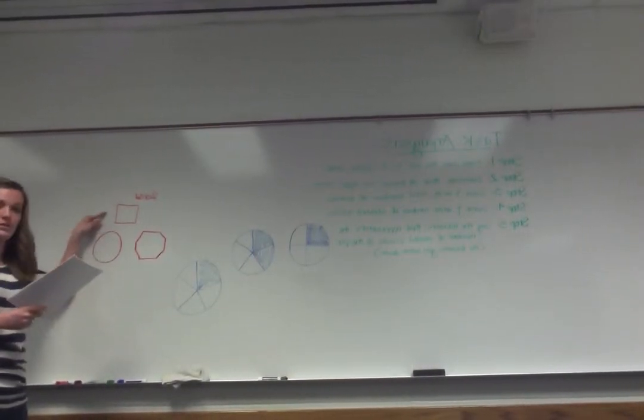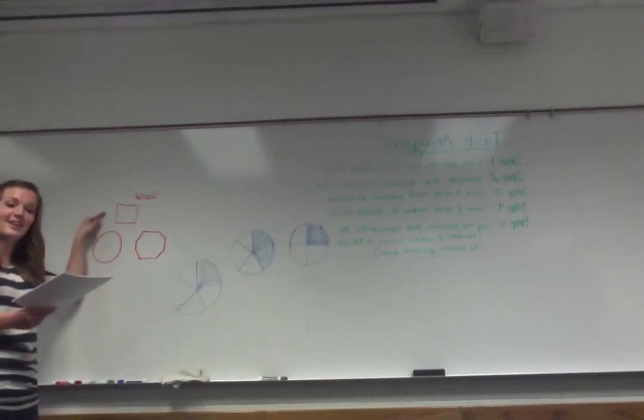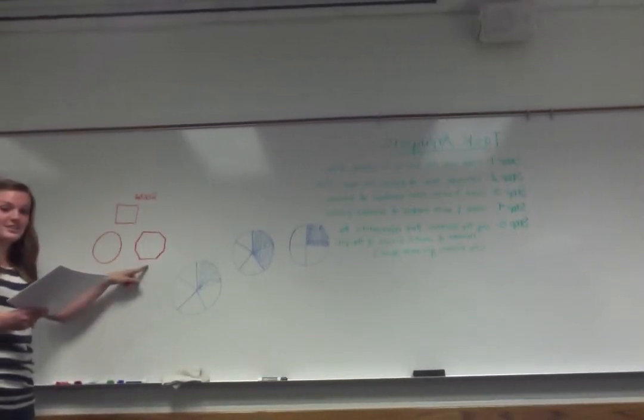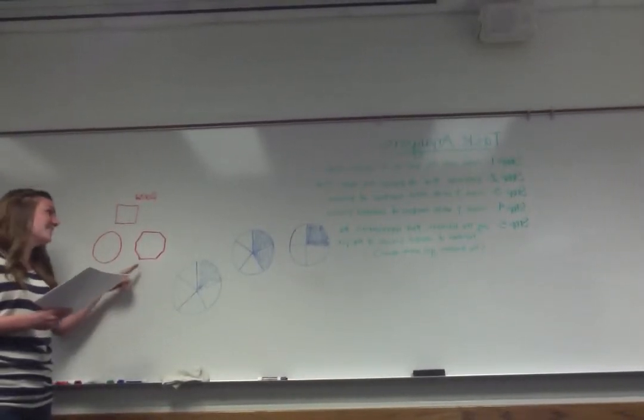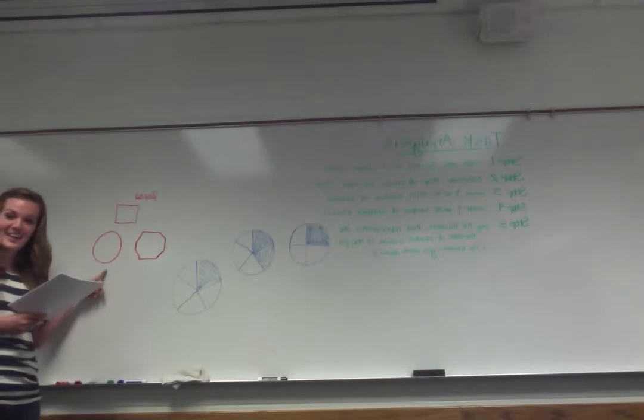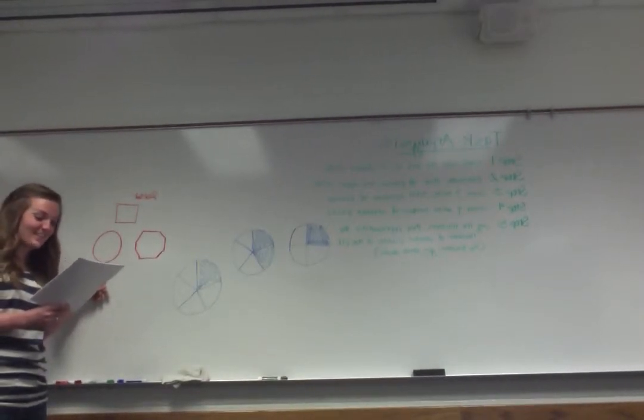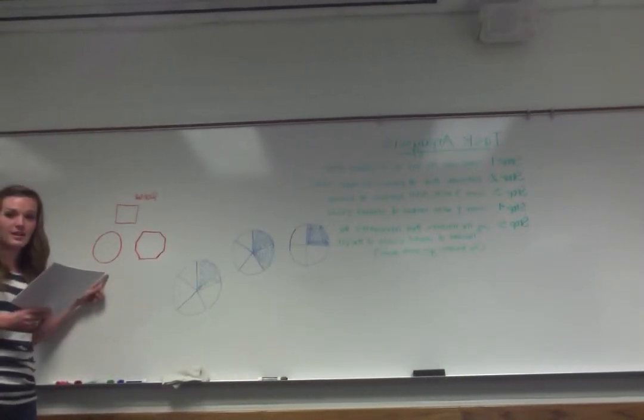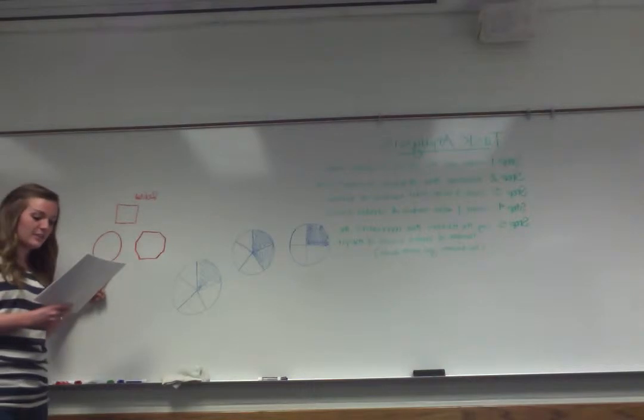So, let's look at these shapes right here. Is this a circle? No. No, it's not a circle. Is this a circle? No. What about this shape? That's a circle. That is a circle. What makes this a circle? It has no sides. 0 sides, correct.